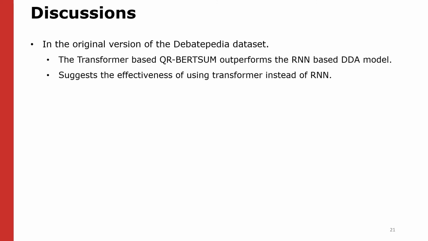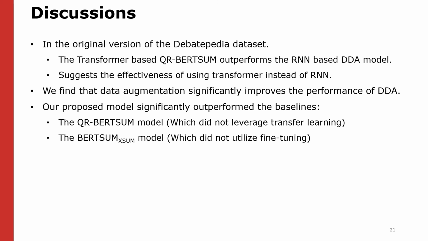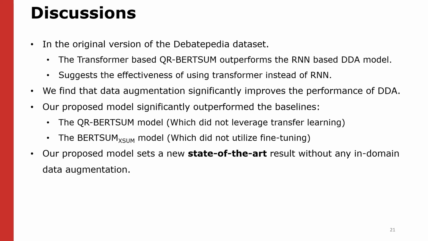Now we discuss the findings from our experiment. We find in the original version of the Debatepedia dataset that the transformer-based baselines outperform the RNN-based DDA, which shows the effectiveness of using transformer. We also find that data augmentation significantly improves the performance of DDA. Moreover, our model outperforms both transformer-based baselines, which shows the effectiveness of using both pre-training and fine-tuning. More importantly, we set a new state-of-the-art in the Debatepedia dataset even without leveraging any in-domain data augmentation.